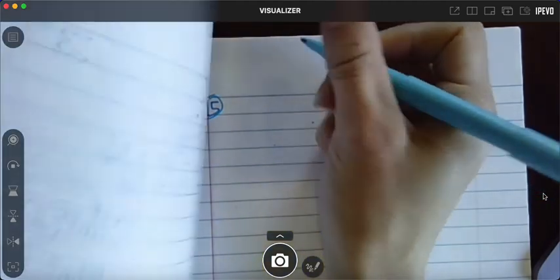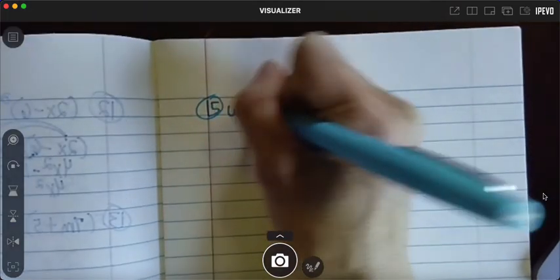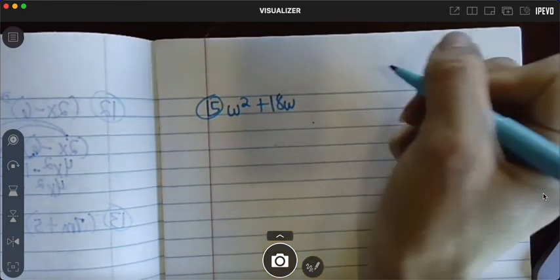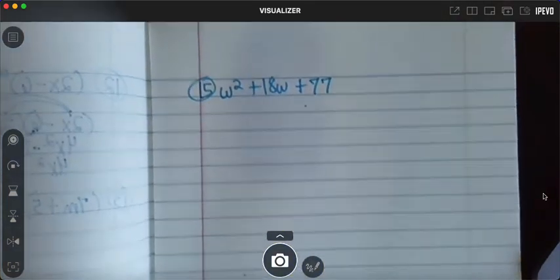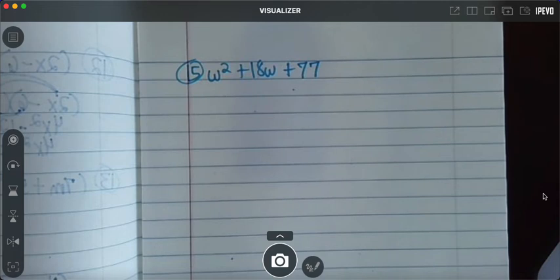It is w squared plus 18w plus 77. This one says to factor. When there's no number out front, I just go ahead and write the 2 parentheses.